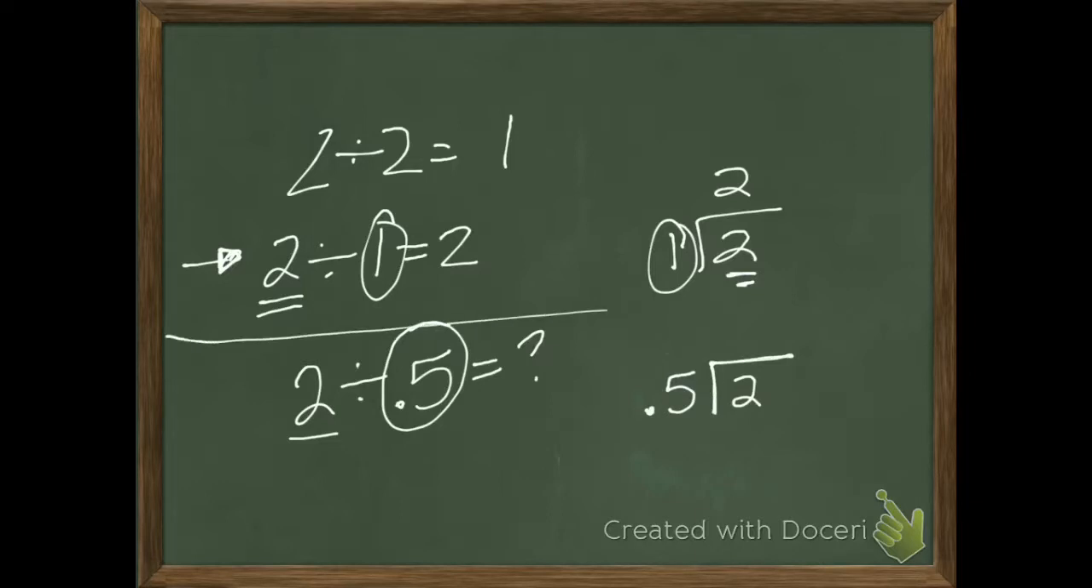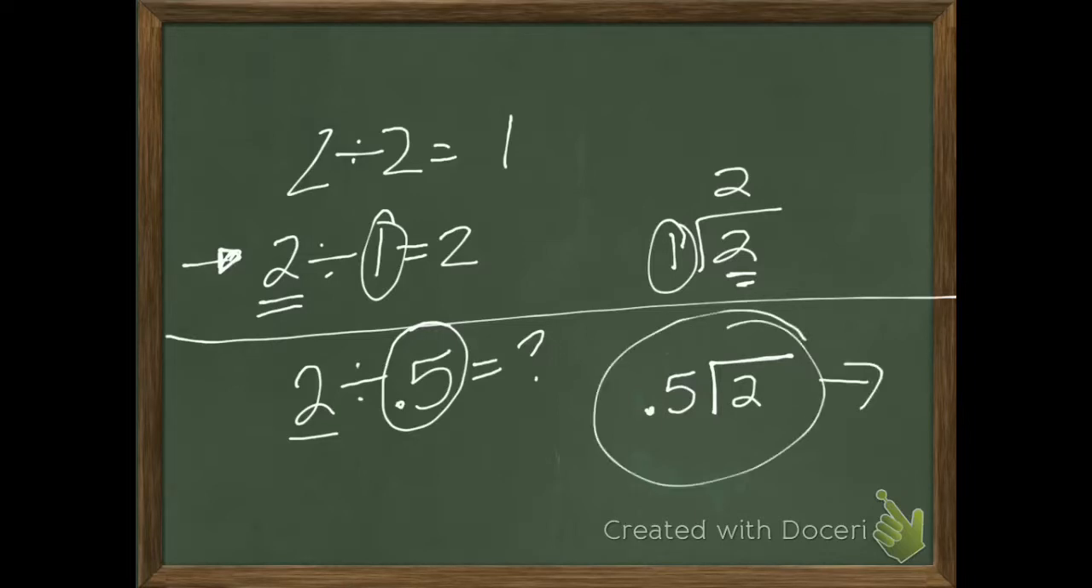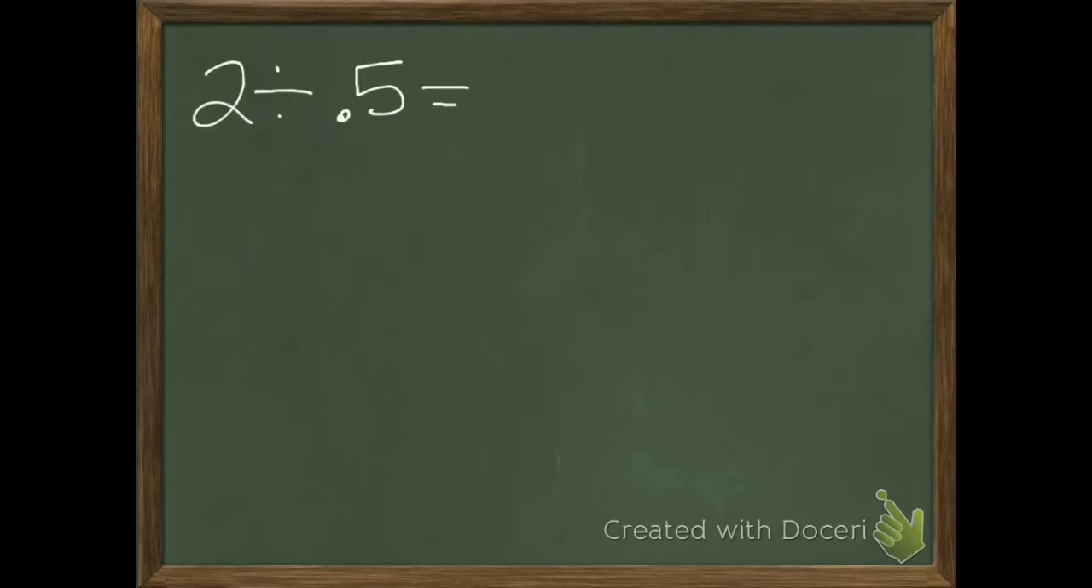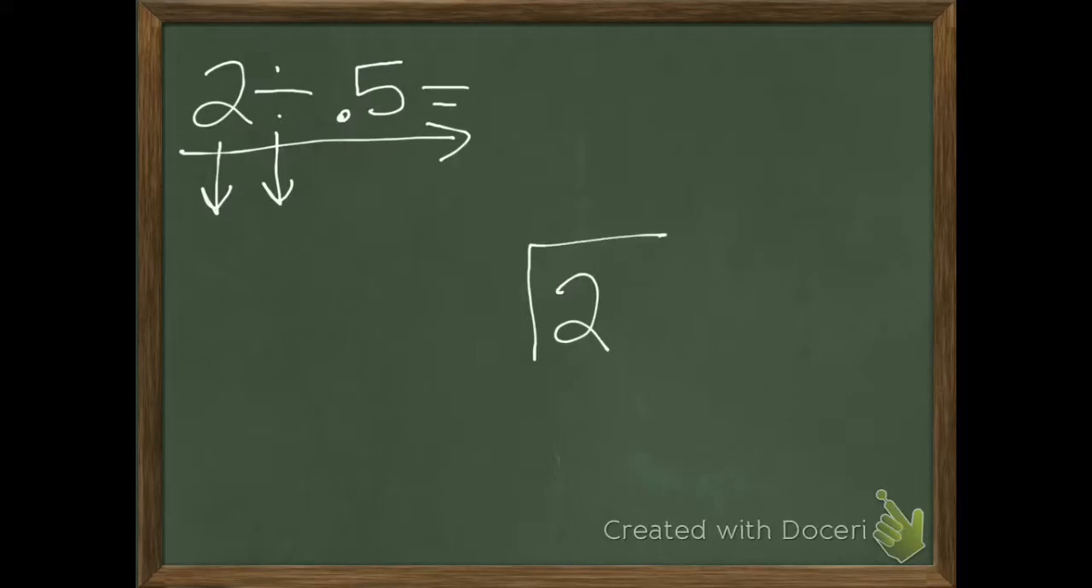So this is what you're going to be learning today, how to solve these problems. I'm not going to give you the answer yet because we're going to practice a couple. I'll practice this one on the next page. So one way that I remember how to set up my problem is I just read it like I'm reading a book. So I'm going to write 2, now I'm going to write the division symbol, and then I'm going to write my 0.5. That's how I know that it's on the outside of the house.